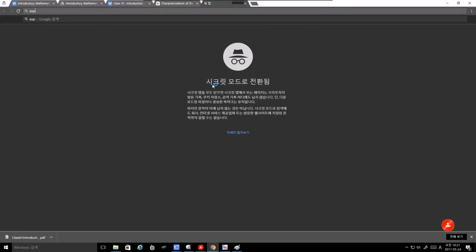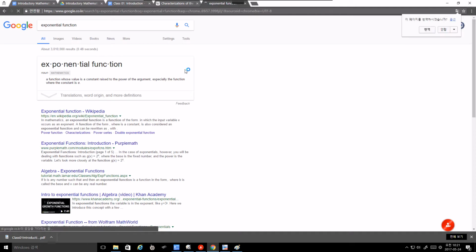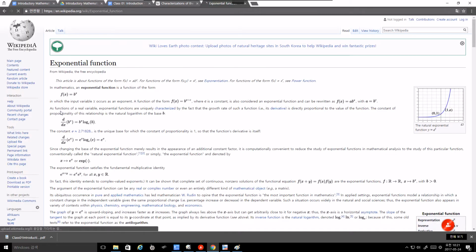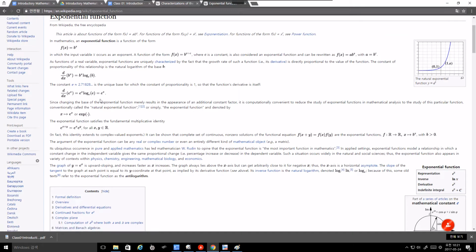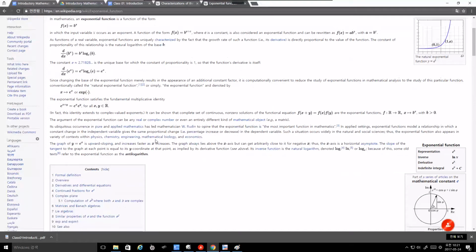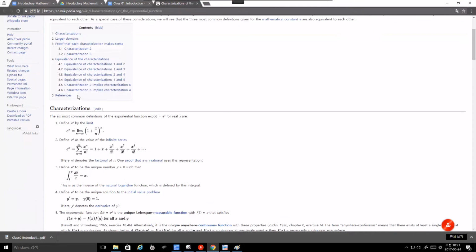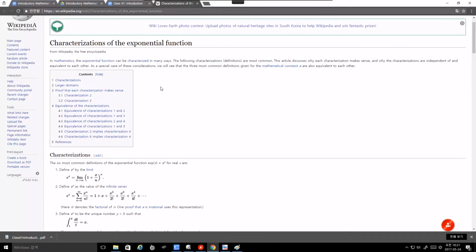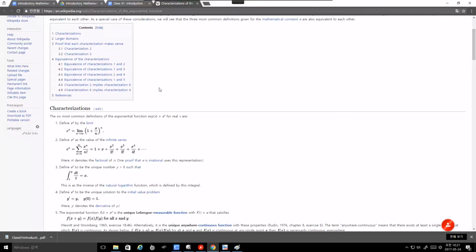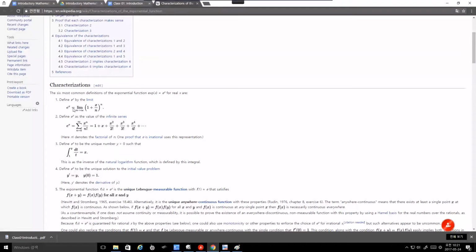First, let me type exponential function. Okay, so exponential function is like this way. Especially we are interested in the case when b is equal to E. So let me characterize that exponential function. Okay, so e to the x is basically lim n to infinity (1 plus x over n) to the power of n.